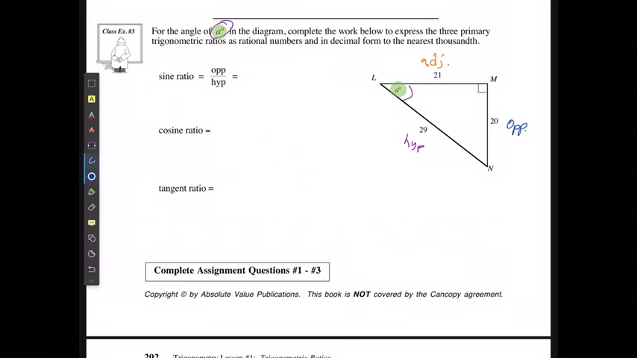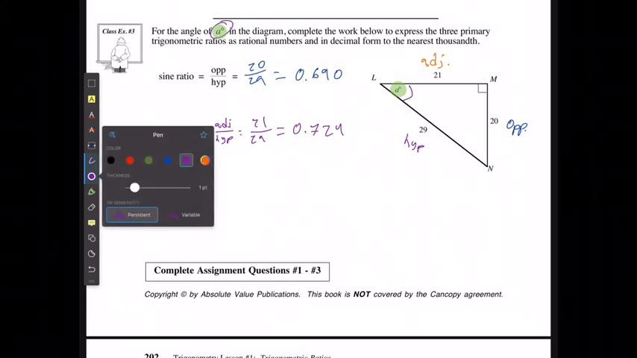So I'm going to say if it's opposite over hypotenuse, that would be 20 over 29, which would equal 0.690 to the nearest thousandth. If I'm doing my cosine ratio, that's going to be my adjacent divided by my hypotenuse, which would equal 21 divided by 29, or 0.724.